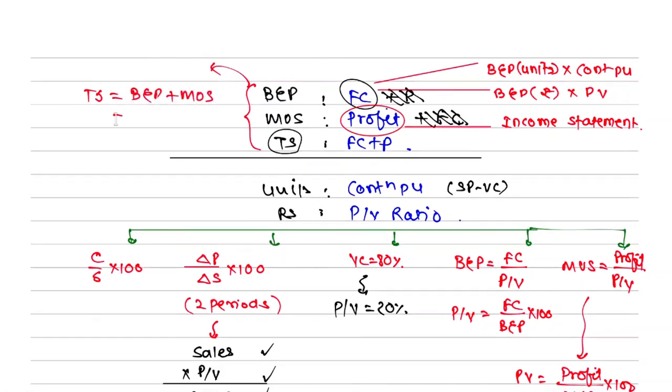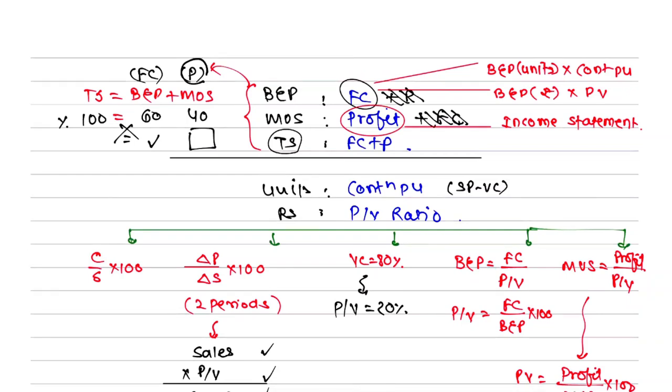Sometimes they will give you like this, that your MOS is 40%. We need to understand, out of 100, if MOS is 40%, then BEP will be 60%. This data is in percentages. Then they will give you some information, either of fixed cost or of profit. If information of fixed cost is given, you can calculate BEP, and once you get BEP, you can cross multiply and get everything. Or if they give information of profit, you can get the MOS and cross multiply and get the other data. Does this make sense?